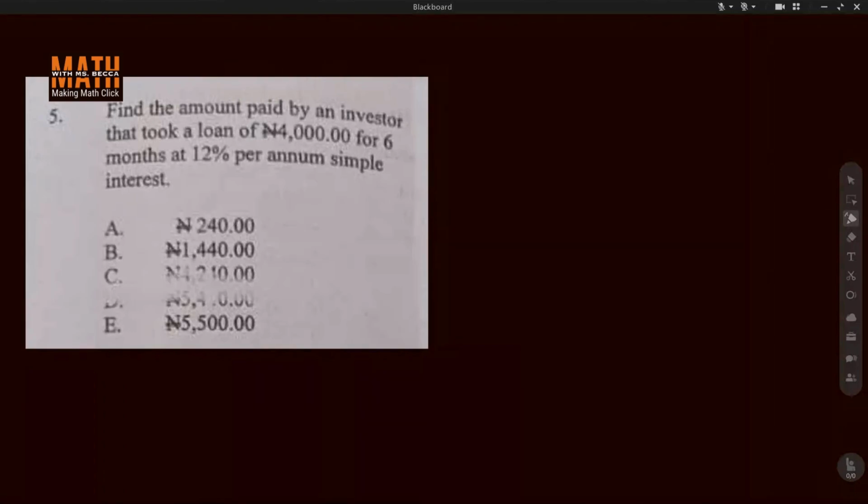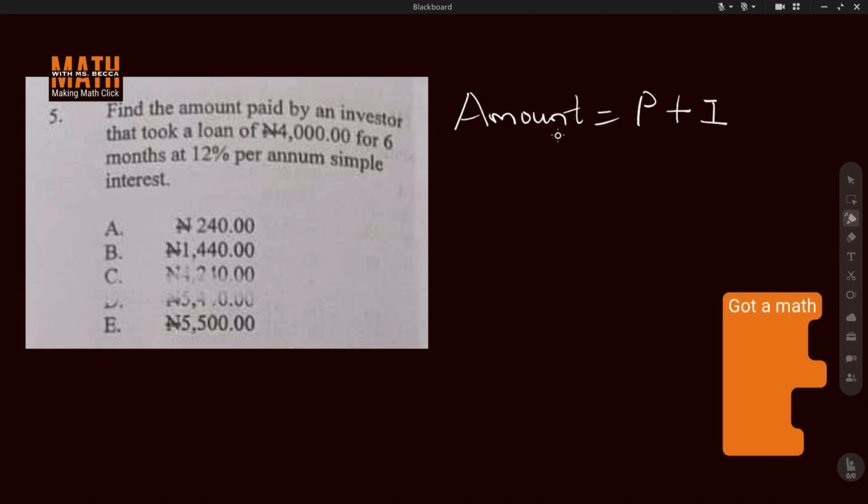We are to find the amount paid by an investor that took a loan of 4,000 naira for 6 months at 12% per annum simple interest. First, let's write out the formula. We are to find the amount, and we know that amount means principal plus interest. We already know that the principal here, we've been given the principal to be 4,000 naira. Now we are to look for the interest.